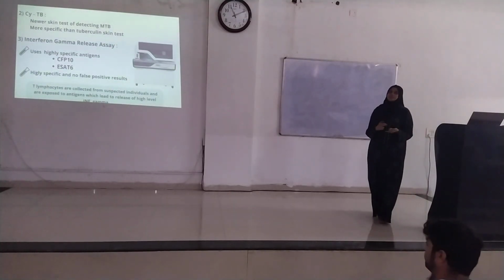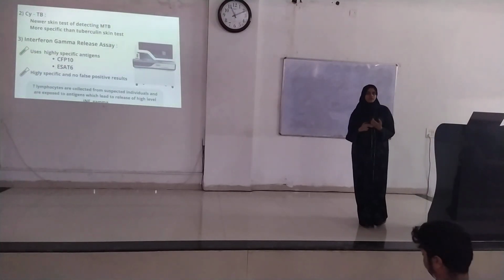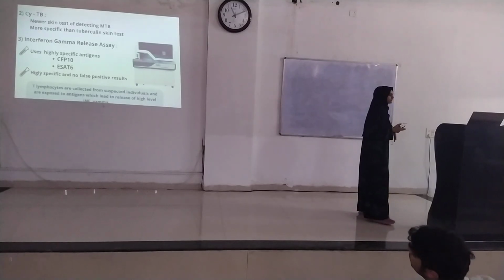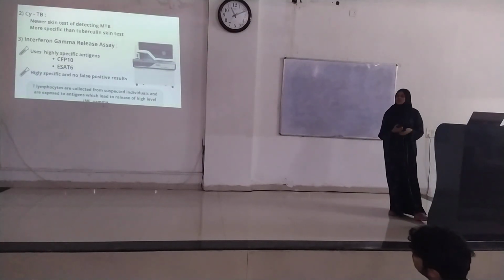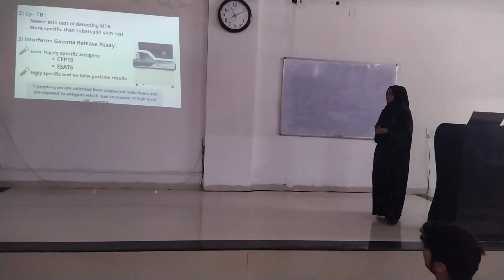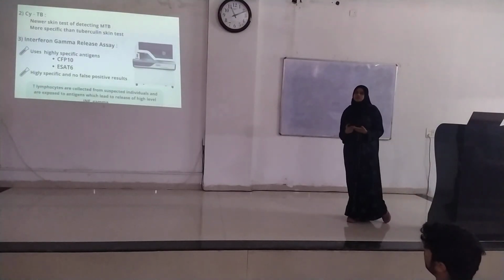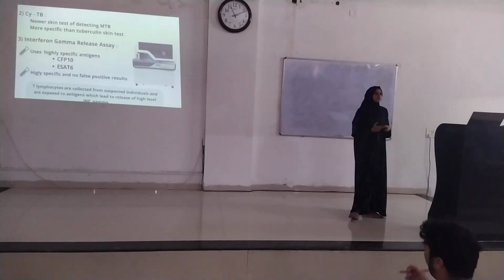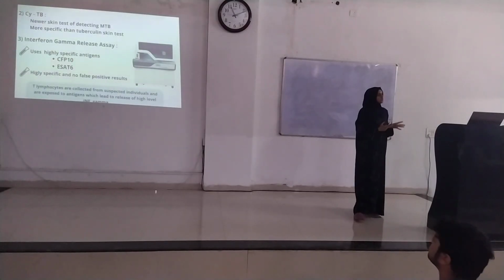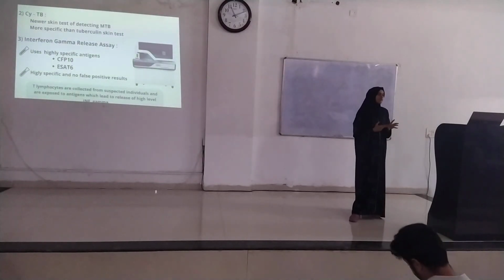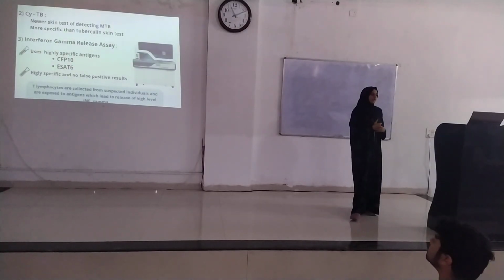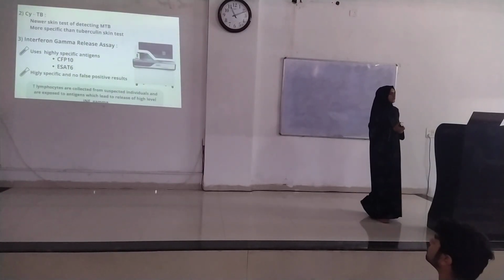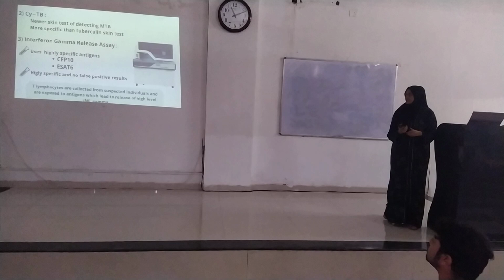The next one is the newest skin test used for TB. It is more specific than the tuberculosis skin test. And the last one is the interferon gamma release assay. Now, sensitized T lymphocytes are collected from the suspected individuals, which are then exposed to a very specific antigen, which leads to a release of high levels of interferon gamma. This is a very specific method and there are no false positive results.